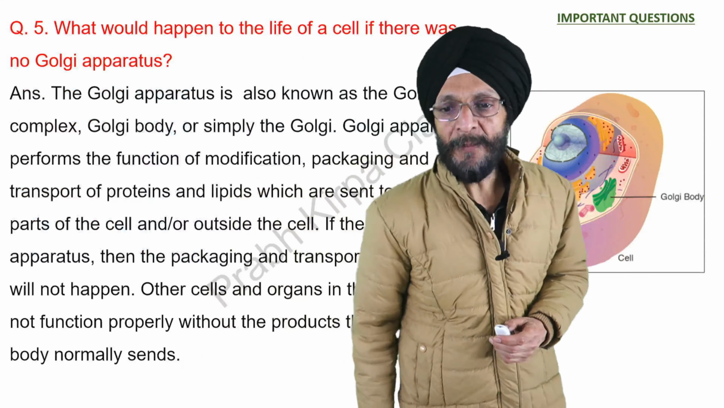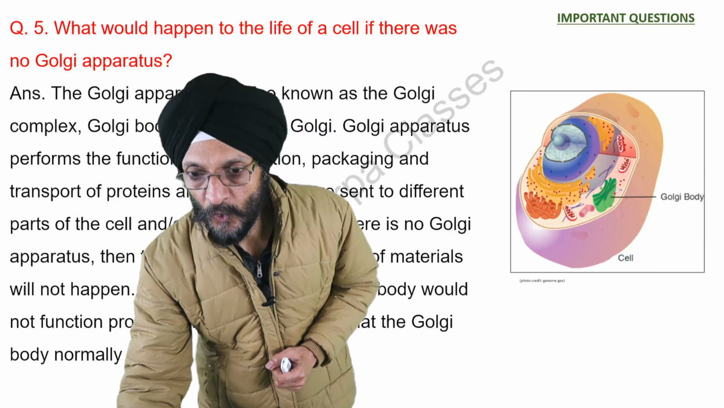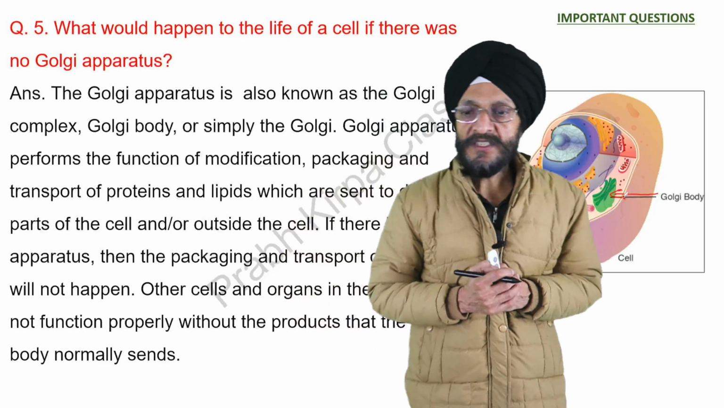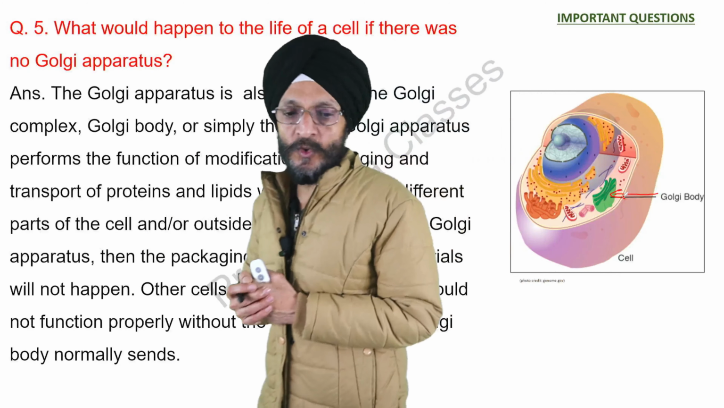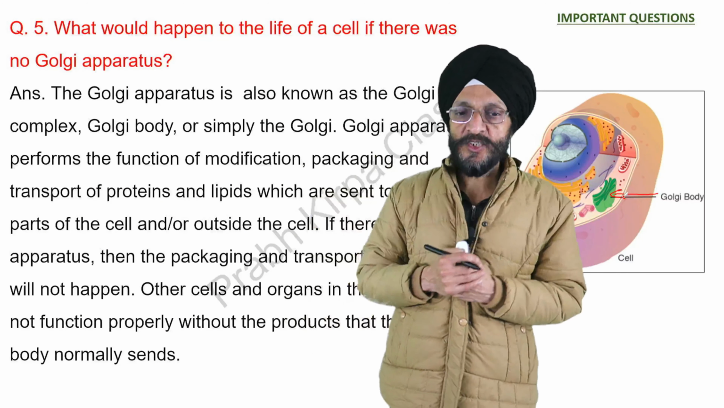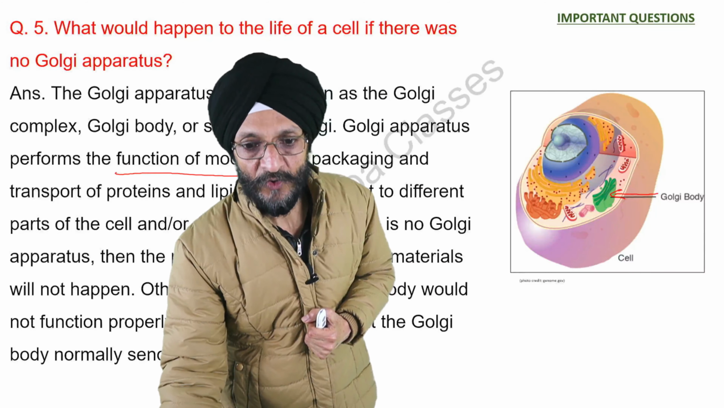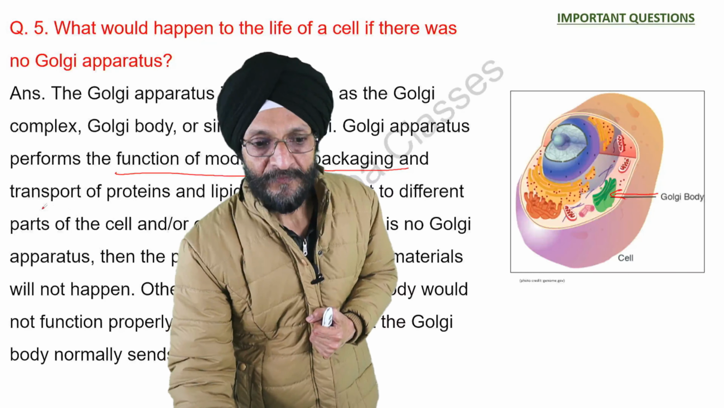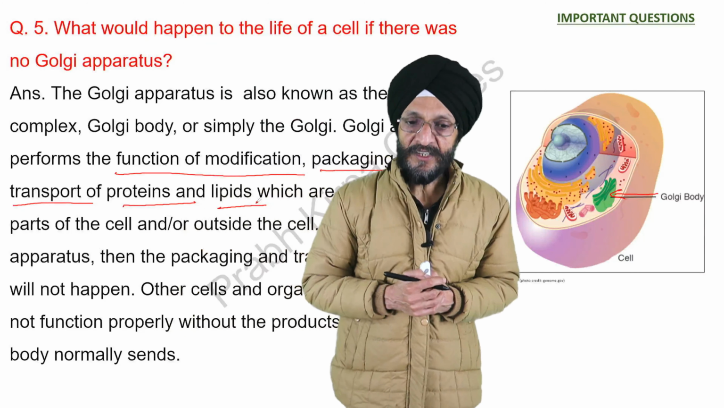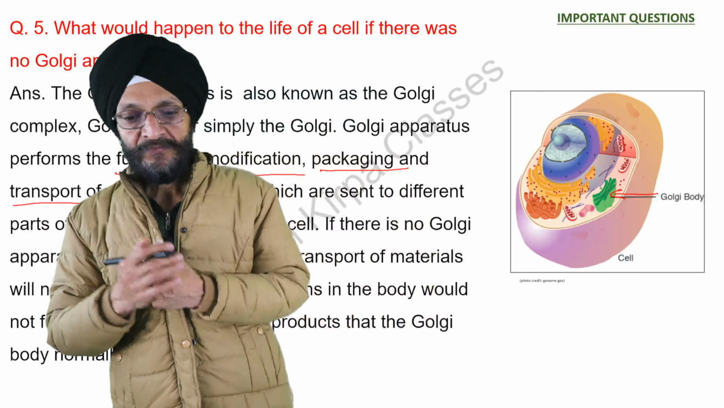Now, what would happen to the life cycle of a cell if there was no Golgi apparatus? This is the Golgi apparatus. It is also known as Golgi complex, Golgi body, or simply the Golgi. What is the function of the Golgi body? The Golgi apparatus performs the function of modification, packaging, and transport of proteins and lipids, which are sent to different parts of the cell and or outside the cell.